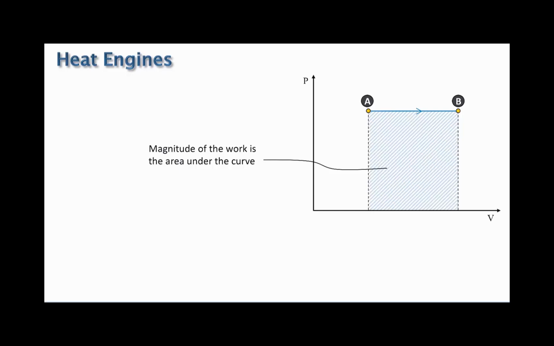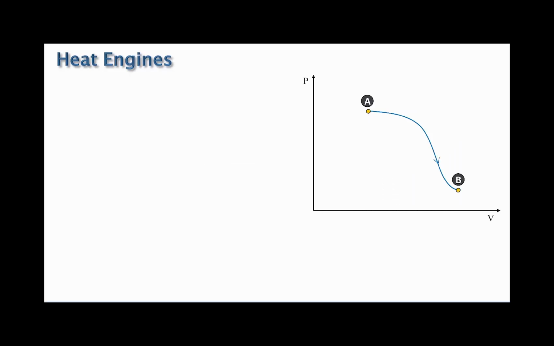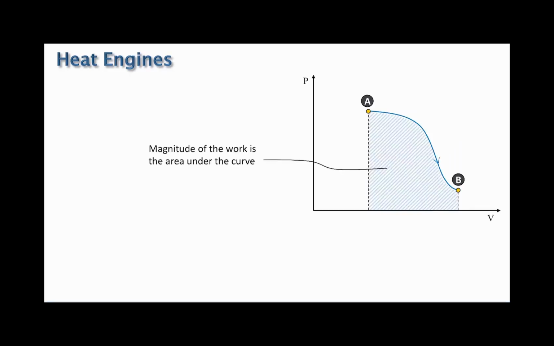So for example, in the path I drew originally, the magnitude of the work is the area under this curve. The sign of the work can be seen from the equation, which was work equals the pressure times delta V. If the volume here increases, then delta V is positive and the work done by the system, that is to say the engine, is positive too. Or if the volume decreases, then the work done by the system is negative. Or you could say that the environment does positive work on the system.